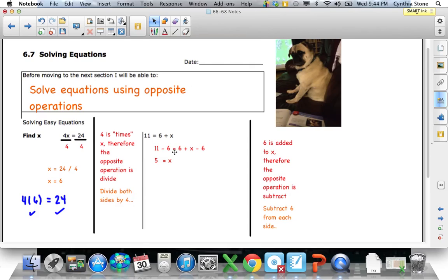And remember, the big thing with working with equations is if you do something on the right side of the equation, you have to do the exact same thing on the left. So when I divided this side by 4, I have to divide that side by 4. When I subtract 6 from this side, I subtract it from that side. And our goal, of course, is just to get x by itself. So 6 plus x, well, to get x by itself, I have to use the opposite operation, which is subtract. And I have 5 equals x. And again, if you think back to subbing back in, 6 plus 5 is 11, so it works.